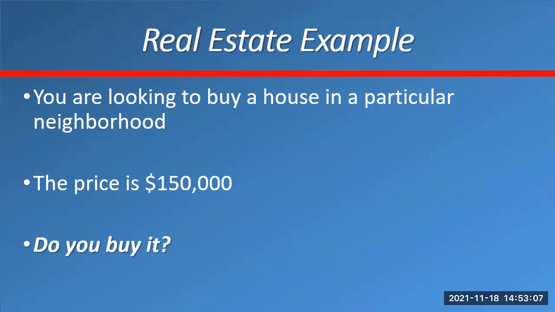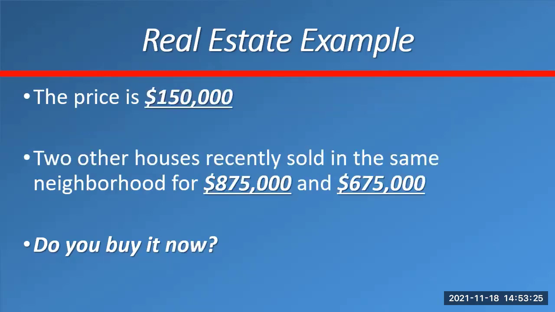All right, so let's do the real estate example. I'll give you a little bit more information each time, but let's start with, you're going to buy a house. All you know is that its price is $150,000. You don't know anything else about it. Would you buy that house? No. Probably not. Let me give you a little more information. You look in the neighborhood this house is in, you can buy for 150. There are houses nearby that are trading for 875 and 675. Would you buy it now?